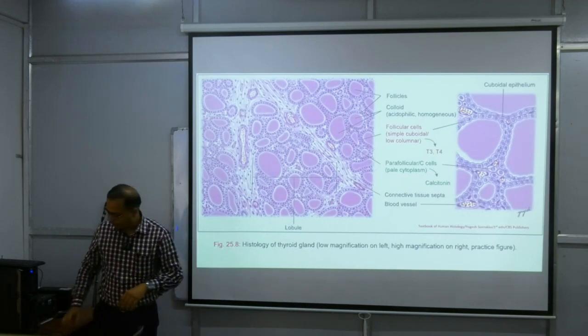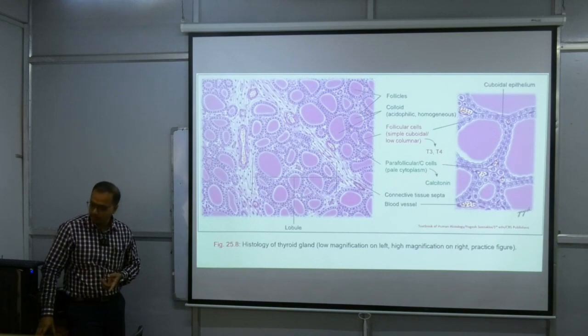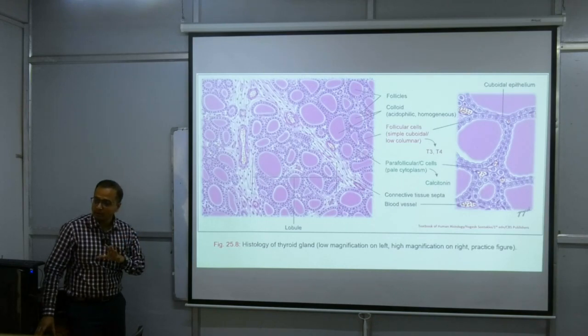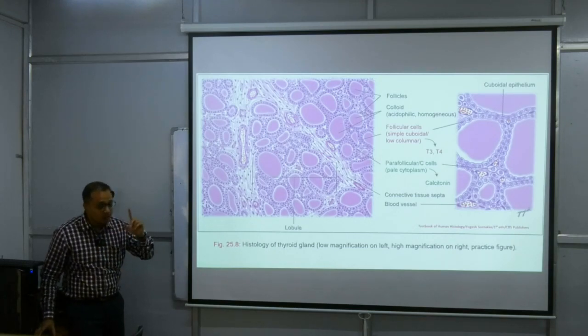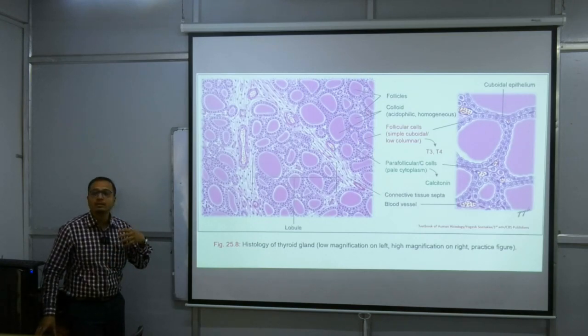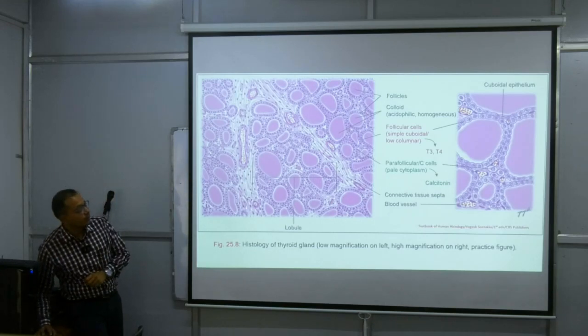These parafollicular cells produce a different kind of hormone, which we call calcitonin. Calcitonin deals with calcium metabolism, together with another hormone, parathyroid hormone, which comes from the parathyroid glands. They are counterbalancing hormones. In the thyroid gland, T3 and T4 are produced here, and they deal with metabolism, growth, and so on. So this is how the functions are divided.